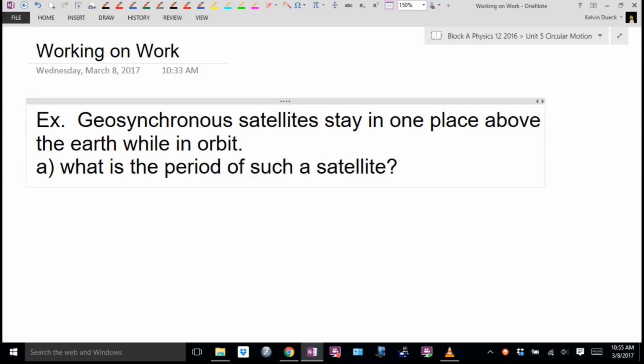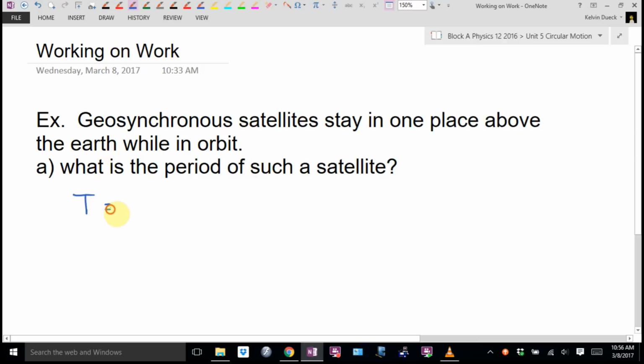This one doesn't require any fancy orbital mechanics. Yeah, 24 hours. Okay, so we can say this. The period is 24 hours, which is going to be 24 times 60 times 60, which is what? Is it 86,400? 400 or 100? 400. Don't use your sheet.